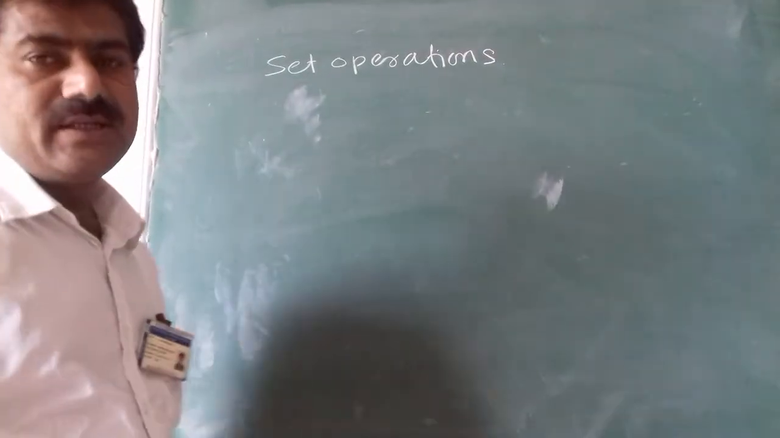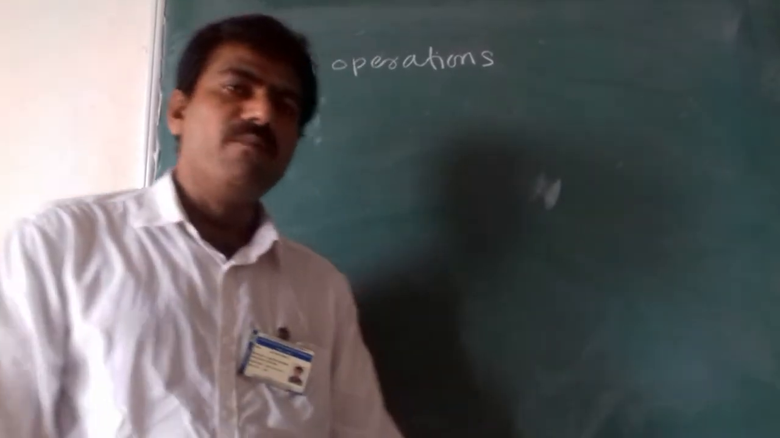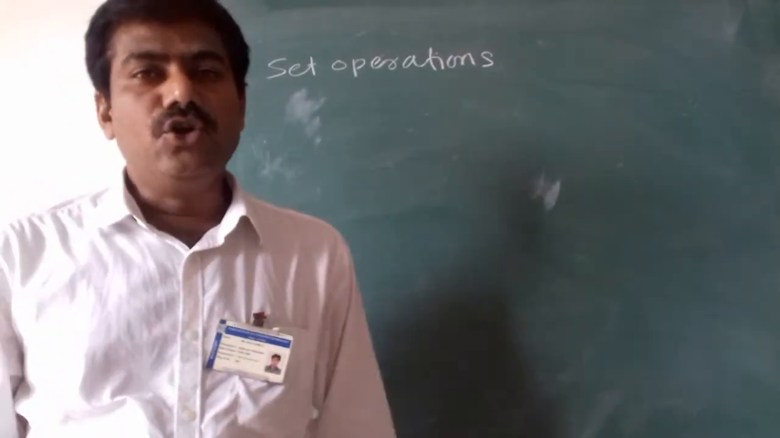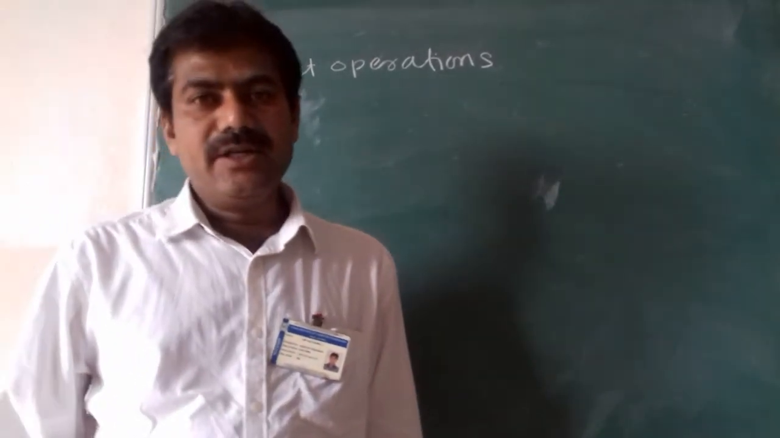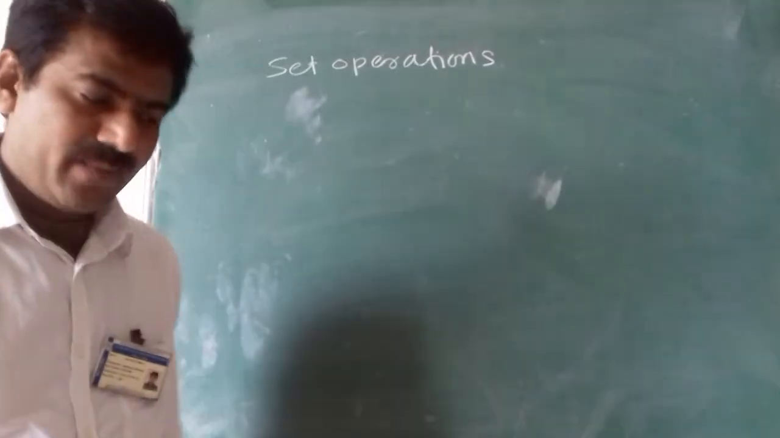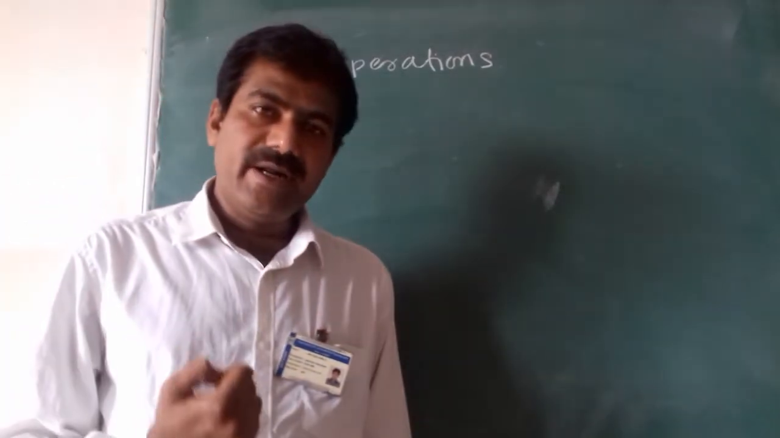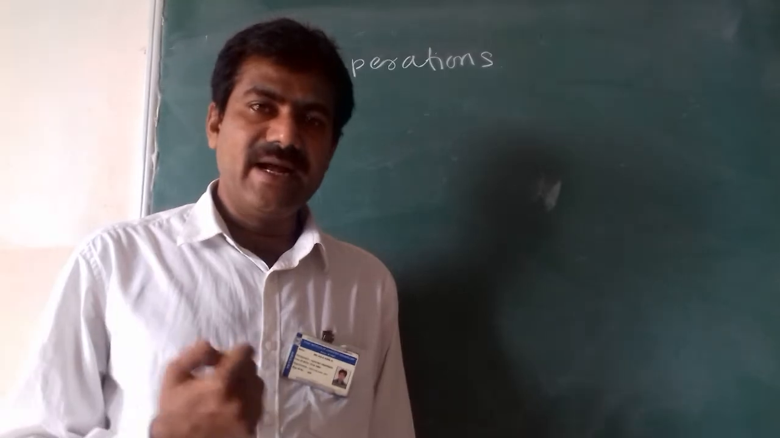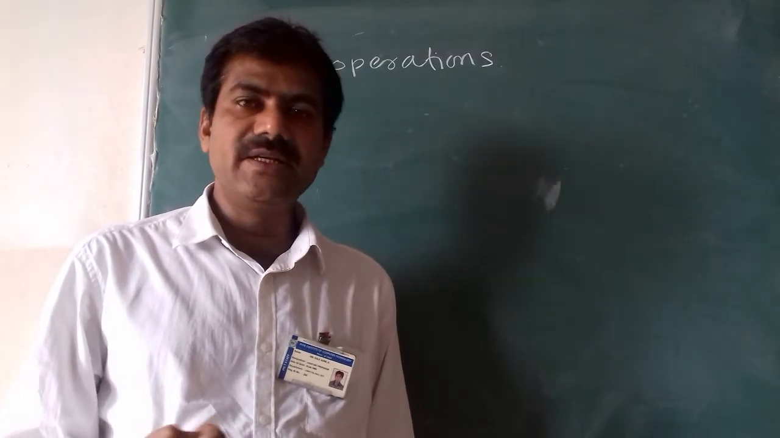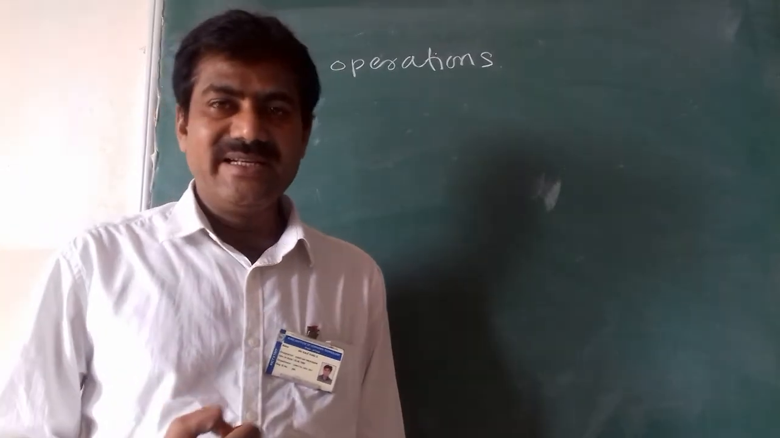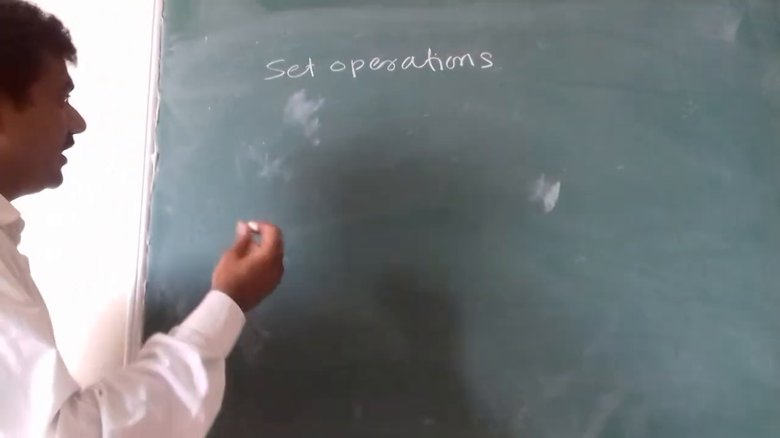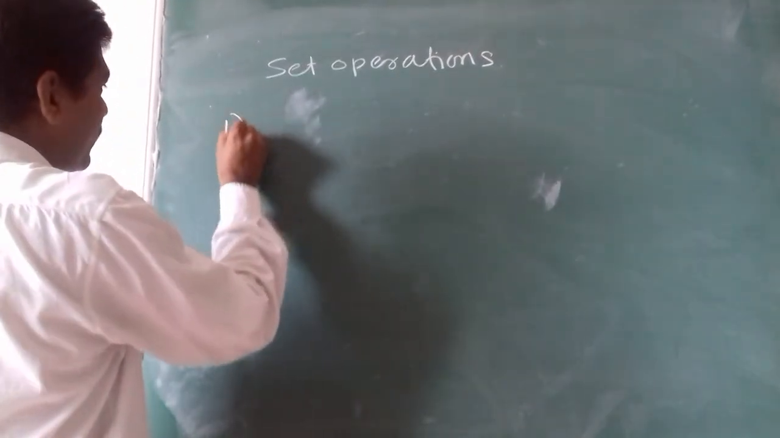So there are five basic set operations. The first one is the complement of a set, second is the union operation of sets, third is the intersection operation of sets, fourth one is the difference of sets, and the fifth one is the symmetric difference of sets. Okay. So first, that is the complement of the set.